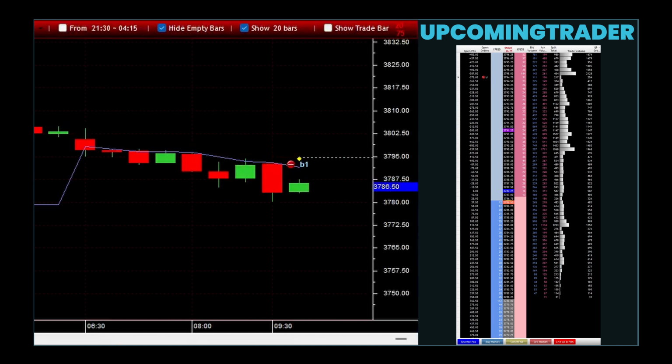To use the three white soldiers pattern for setting entry points, traders typically wait for the pattern to be fully formed. This means observing three consecutive long-bodied candlesticks that close higher than the previous day, with each session opening within the body of the preceding candle.